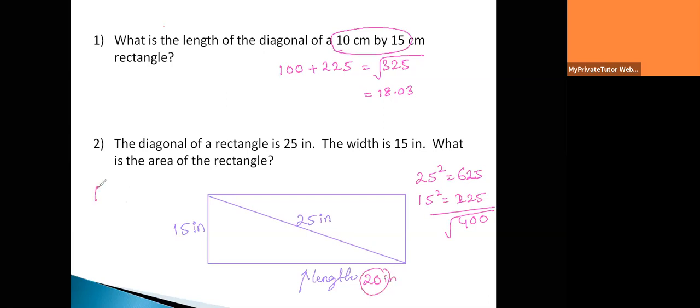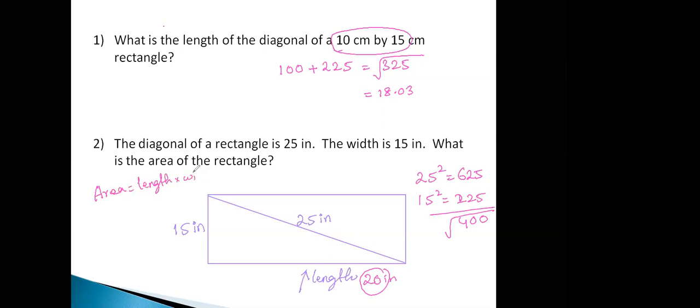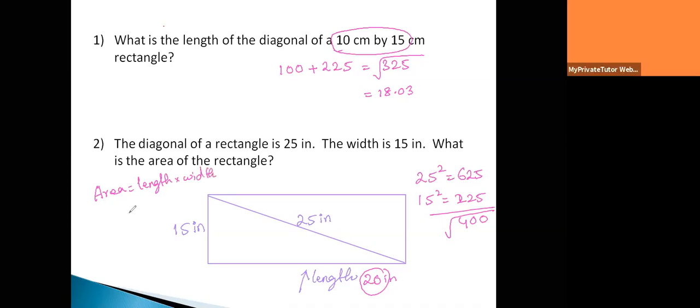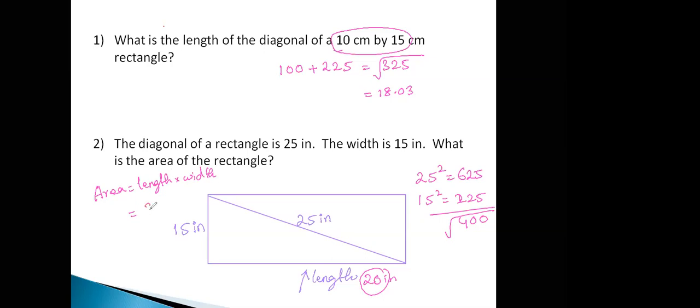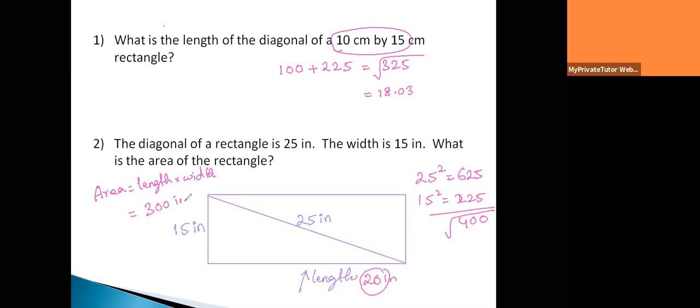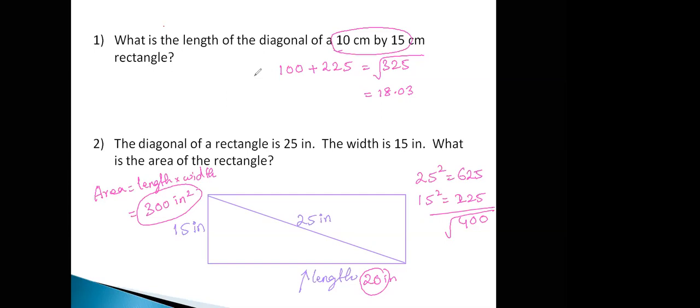And you know the area formula. Area equals length times width. So 15 times 20. What is 15 times 20? 300 square inches. Excellent, Joseph. You understand, Michelle? Yes, sir. Okay, that's perfect.